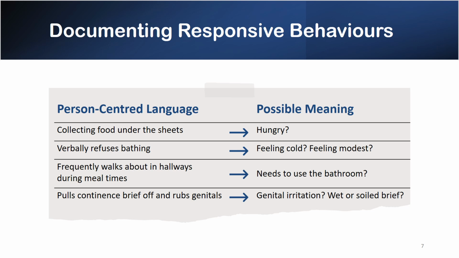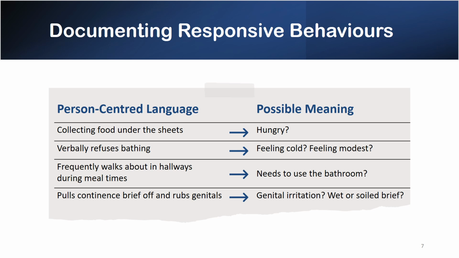The person who pulls a continence brief off and rubs their genitals may be described as inappropriate. But this doesn't help us to determine the meaning of the behavior and would be labeling the patient in a negative manner. Person-centered language gives a clear description of the behavior and prompts us to wonder, could this person have a yeast infection that is causing irritation? Could their continence brief be soiled or wet? Do they feel a need to use the toilet? These examples are specific, objective, and respectful.